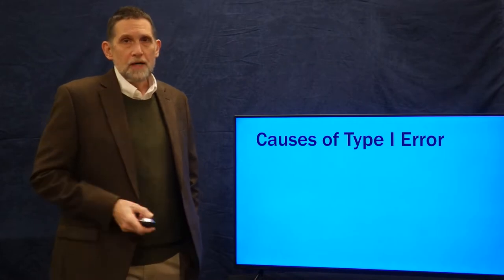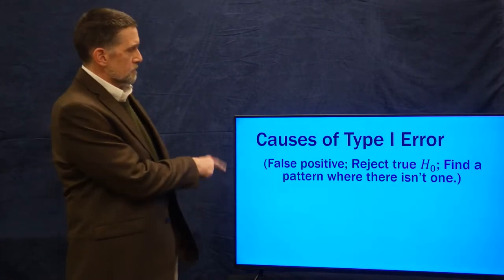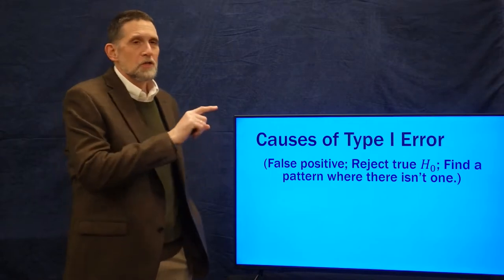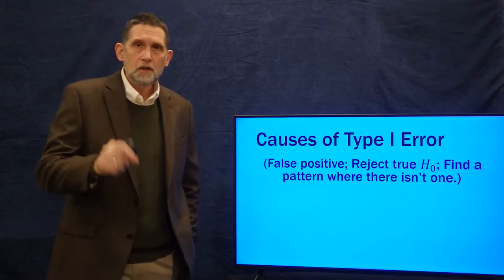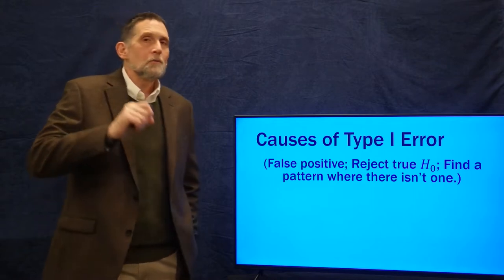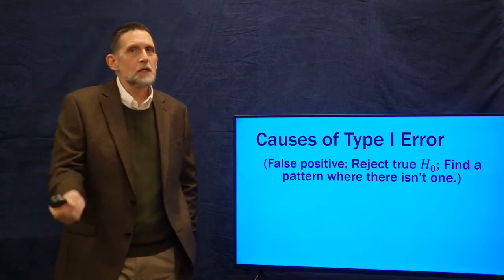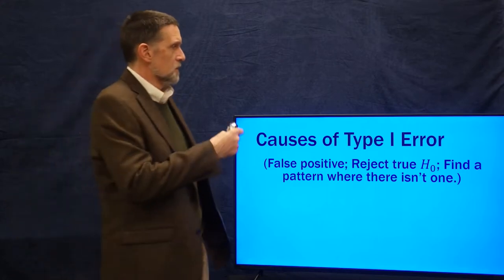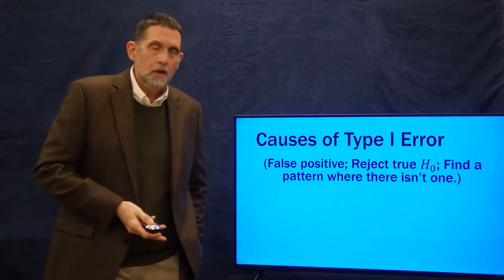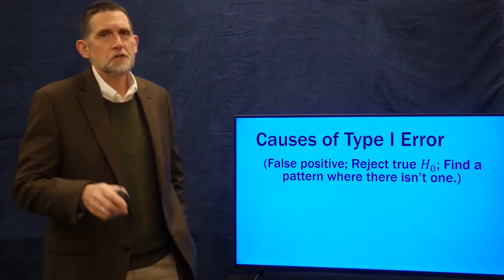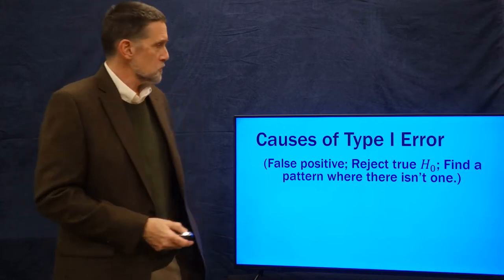Type 1 error, false positive. Here again, false positive, or when we reject a true null hypothesis, or when we find a relationship or a pattern or a difference where there really isn't one. That's a type 1 error. All right, so what can cause a type 1 error? And this is going to start bringing together everything we've learned so far.